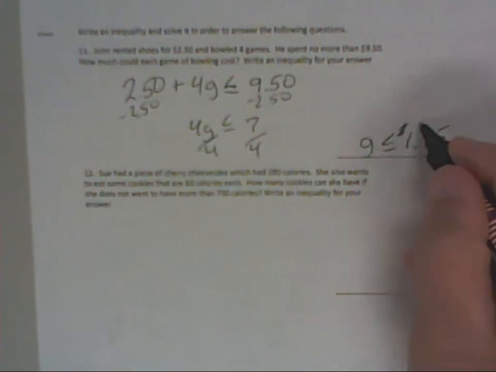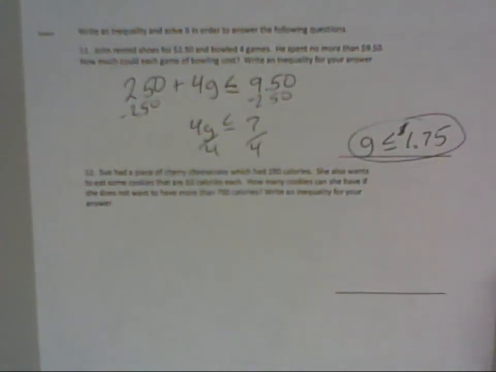And it says write an inequality for your answer. So your answer should be an inequality, not just $1.75. It could be $1.74, $1.73, or so on.